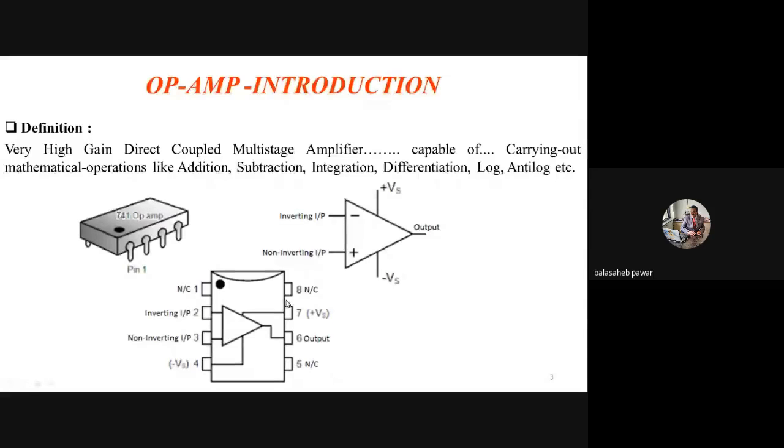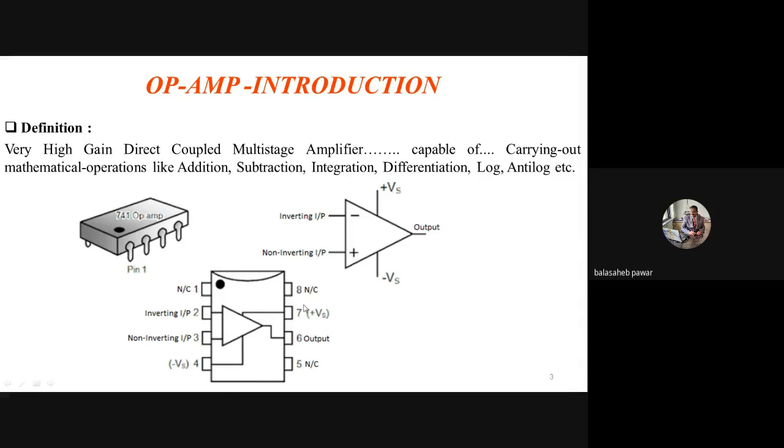So that pin number 1 is generally not used. Then pin number 2, it is the inverting input. Pin number 3 is known as non-inverting input. Pin number 4 is for the power supply, negative power supply. That's why it is mentioned as minus Vs. Pin number 5, again not connected. Pin number 6 is the output. Pin number 7 is for plus VCC or positive DC voltage for its operation. And again pin number 8 is not connected.